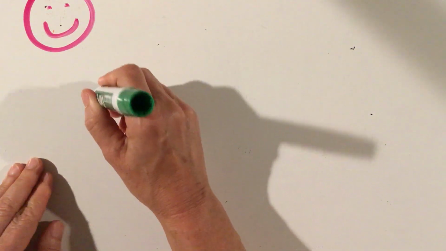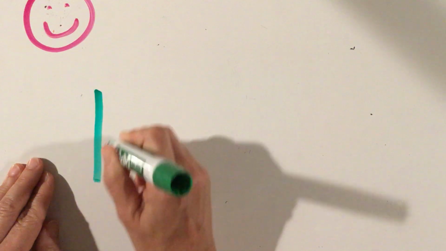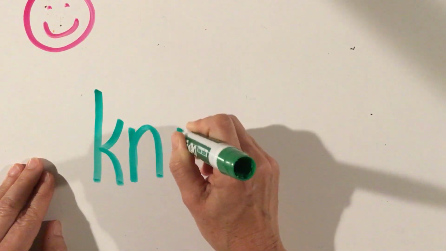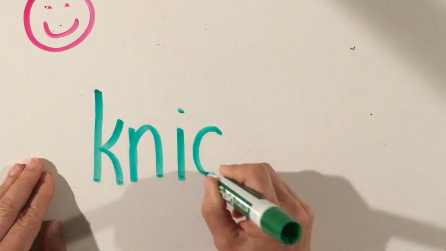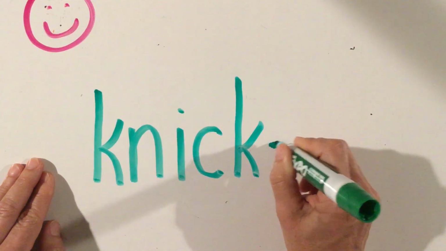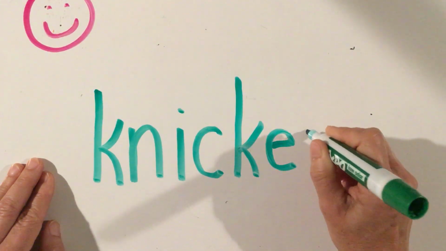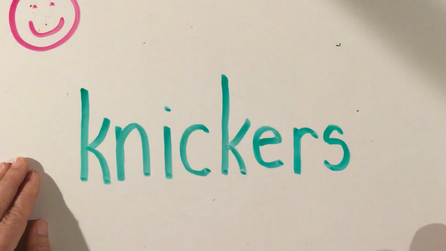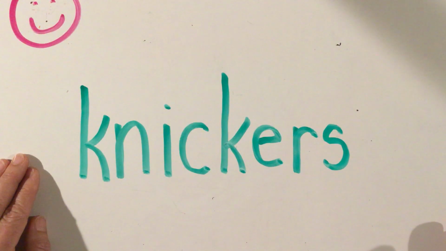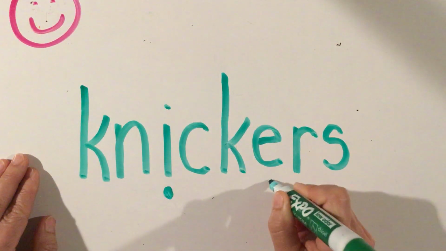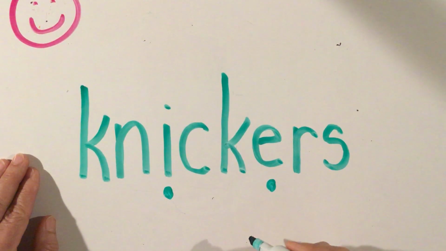Ready? Let's write this word together. Last word for today's lesson. K-N-I-C-K. Keep going. E-R-S. Okay. What are we going to do first? That's right. You are so smart. We are going to mark our vowels.